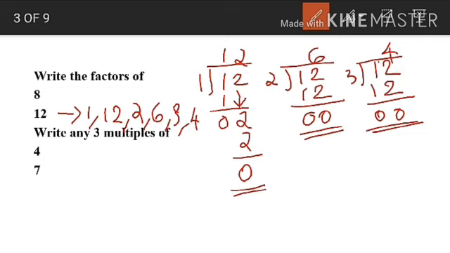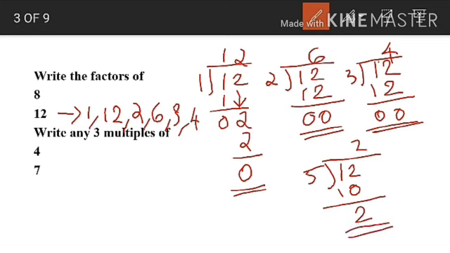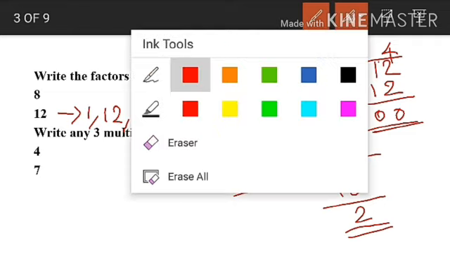Now what about 5? When we divide 12 by 5, 5 twos are 10. 12 minus 10 is 2. There is a remainder. That means 12 is not exactly divided by 5. So this is how we find the factors. Now let us find the multiples.